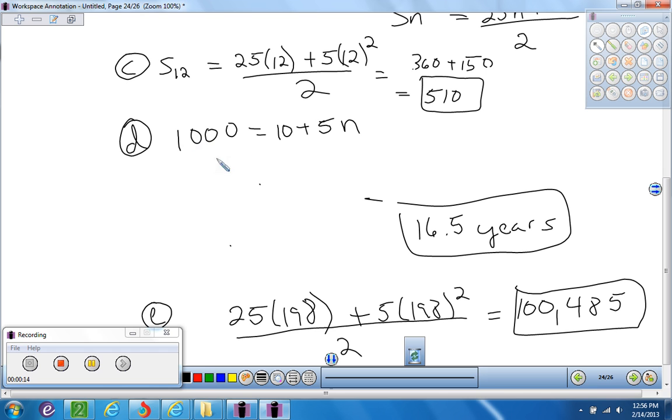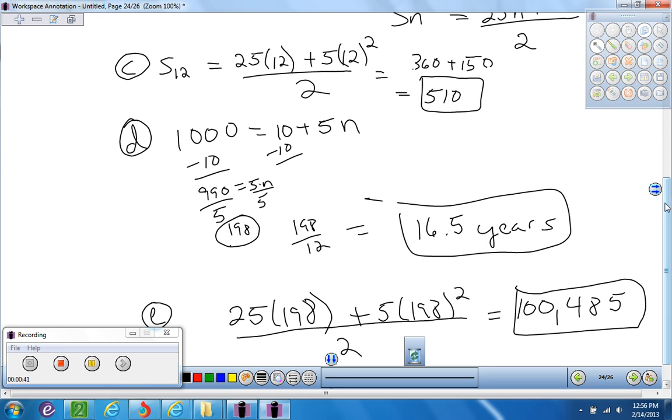Well, when a sub n is 1,000, we can solve for n. So we'll subtract 10 from both sides, and we get 990 is equal to 5n. Divide both sides by 5, and that gives us 198. Well, that's in months. We want it in years. So take 198 and divide by 12, and that's how I'm coming up with 16.5 years.